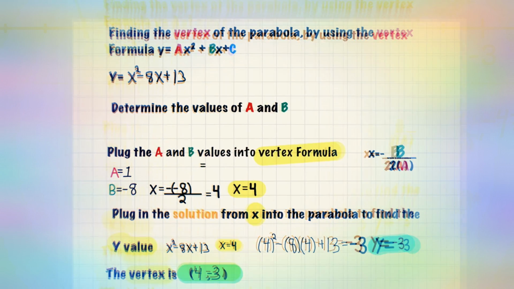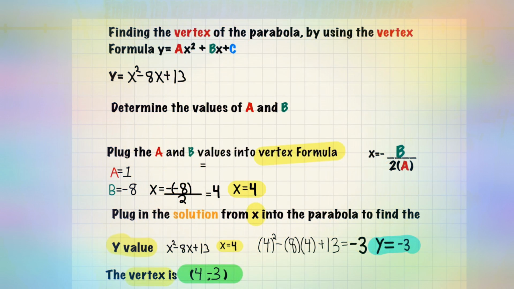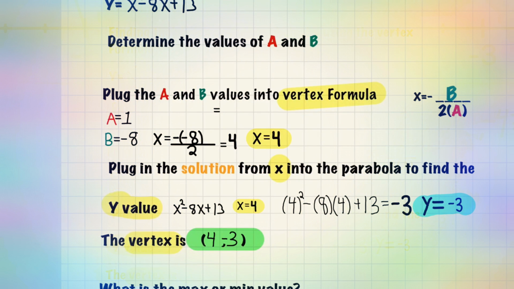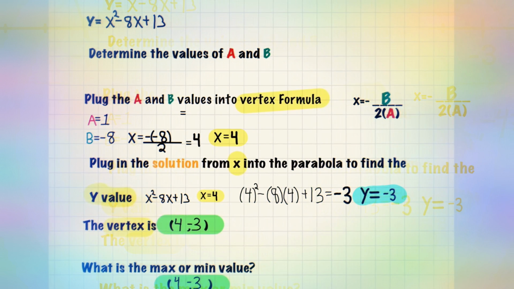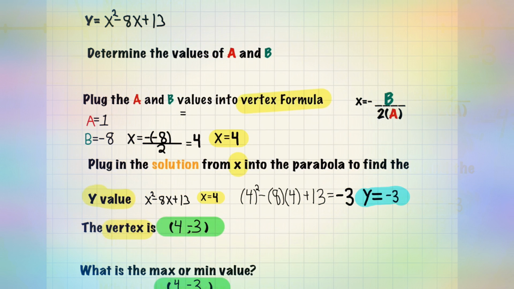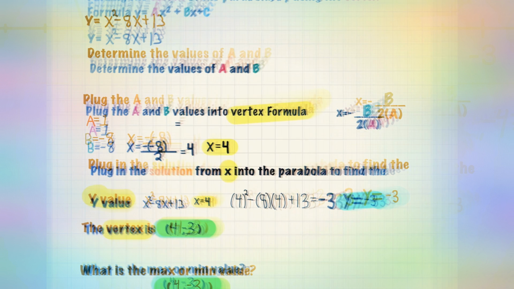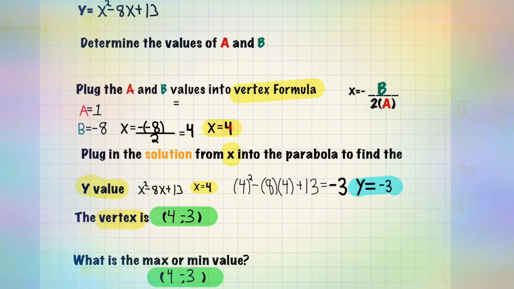And then we know that b up here is going to play the role with negative 8. So here we have negative, because we have a negative there, negative 8, which is b, divided by 2 times a, and a happens to be 1. And when we simplify, we get x equals 4.